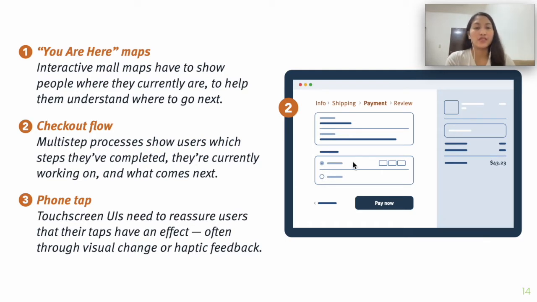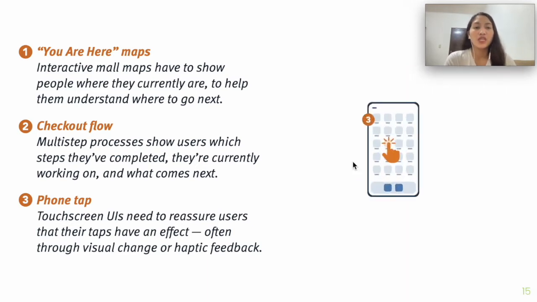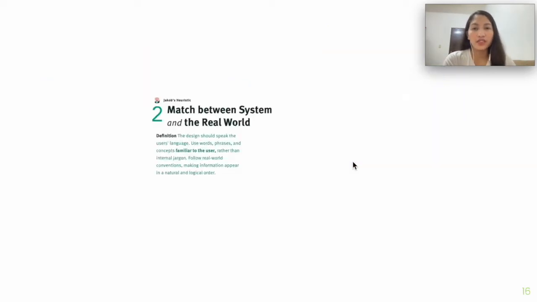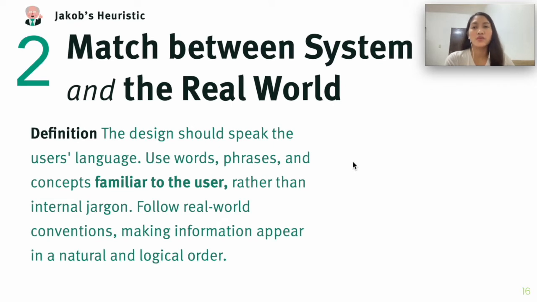and what comes next. The next real-world example of this first heuristic is the phone tap. In the phone tap, touchscreen UIs need to reassure the user that when they tap the phone, it has an effect. It could either be a visual change, a change in color, or haptic feedback, where you can feel a slight vibration when you touch the phone. So that's the first heuristic, visibility of system status.